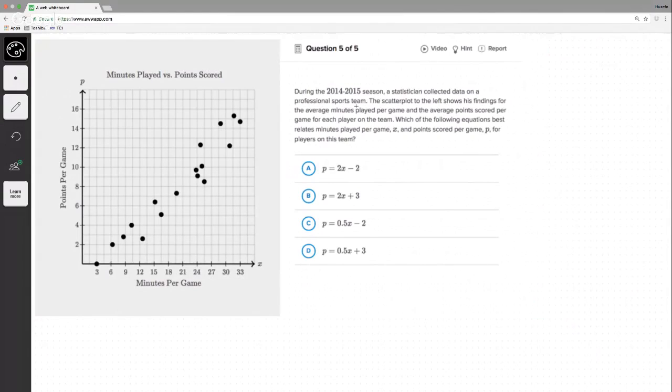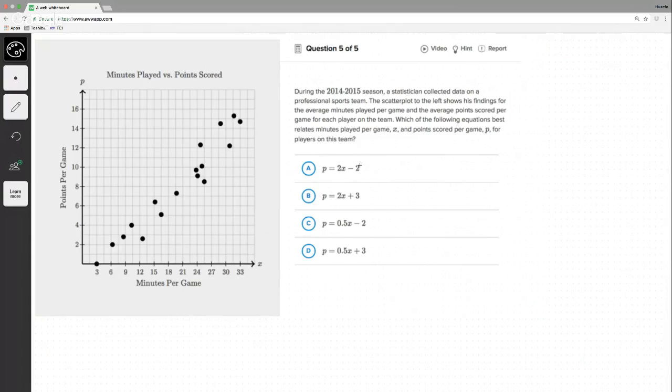During the 2014-2015 season, a statistician collected data on professional sports teams. The scatter plot to the left shows his findings for the average minutes played per game and the average points scored per game. So this is minutes per game and how many points they score. Which of the following equations best relates minutes played per game, x, and points scored per game, P, for players on a team?